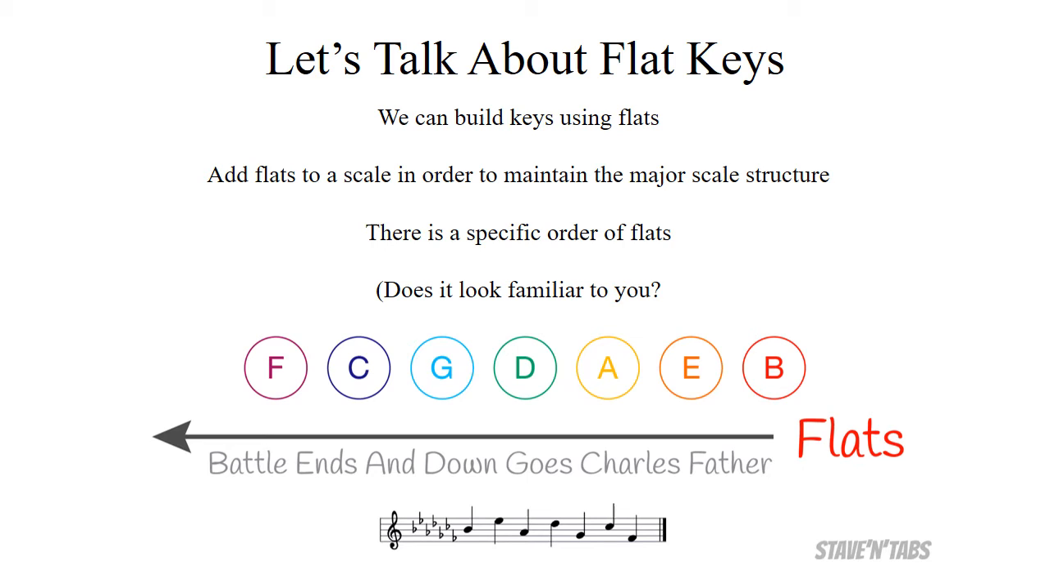And if you notice down here, there's a nice little sentence. If you read it for flats, it goes Battle Ends and Down Goes Charles's Father. Or if you read it for sharps, it would go Father Charles Goes Down and Ends Battle. So if that helps you to remember the order, go ahead and use that. Or if you want to come up with your own little sentence, that also works.